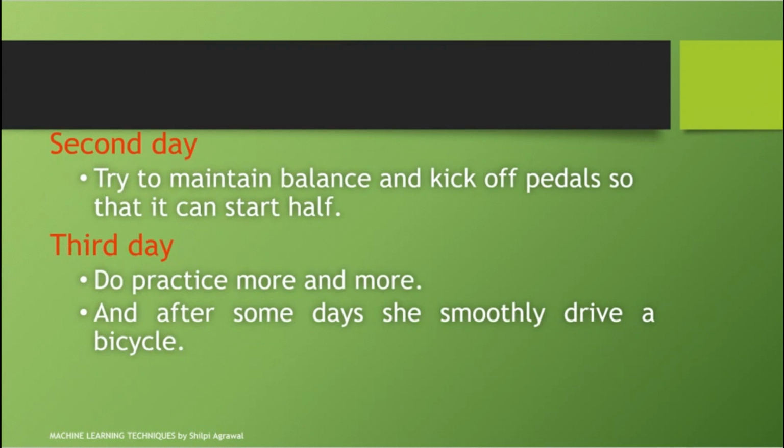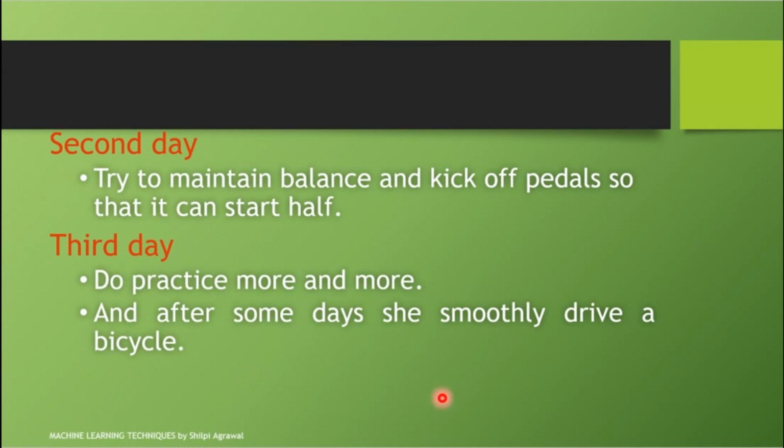Then we have the second day. On the second day, she tried to maintain balance and kick off the pedal so that it can start. She tried well, doing it again and again, maintaining balance and trying to kick off the pedals. Then on the third day, she practiced more and more, and after some days of doing this, she smoothly drives a bicycle.